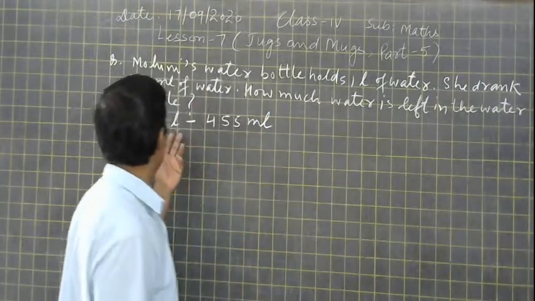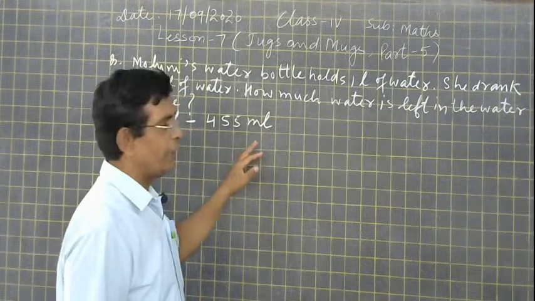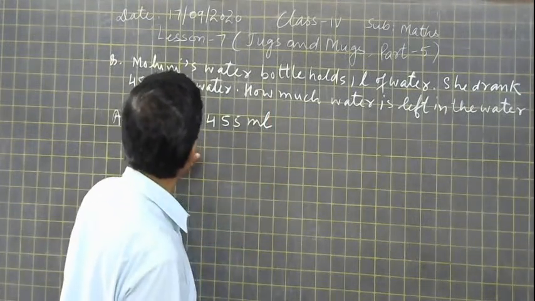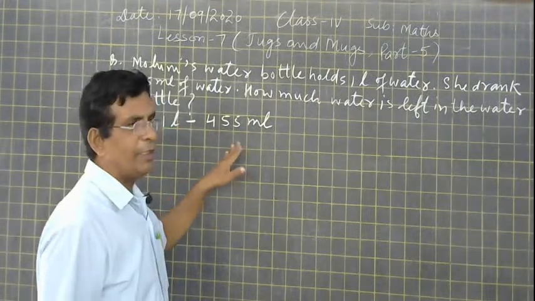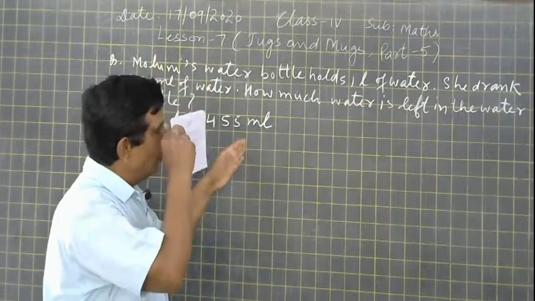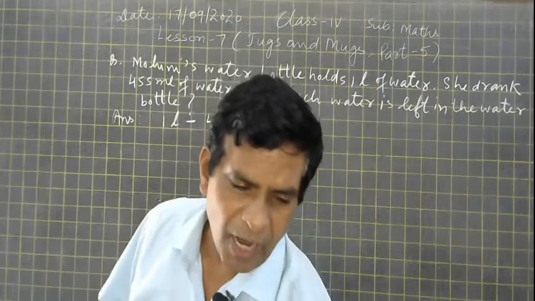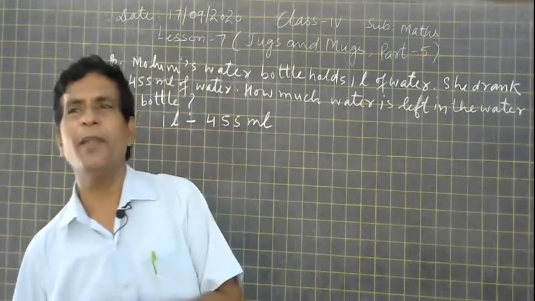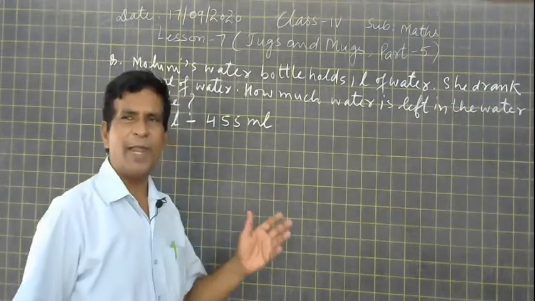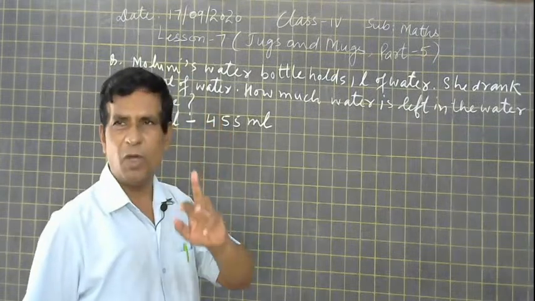Here 2 units are there. One is liter and the other is milliliter. So it means we have to change one unit into the other. Better we change this liter into milliliter, this bigger unit into the smaller unit. We can also do it by changing milliliter into liter, but that is not up to your standard and will be difficult for you, so we will not adopt that method. So here we change the bigger unit into a smaller unit.